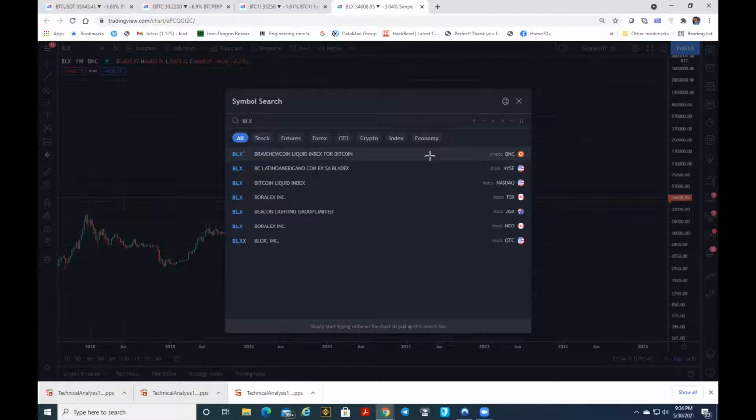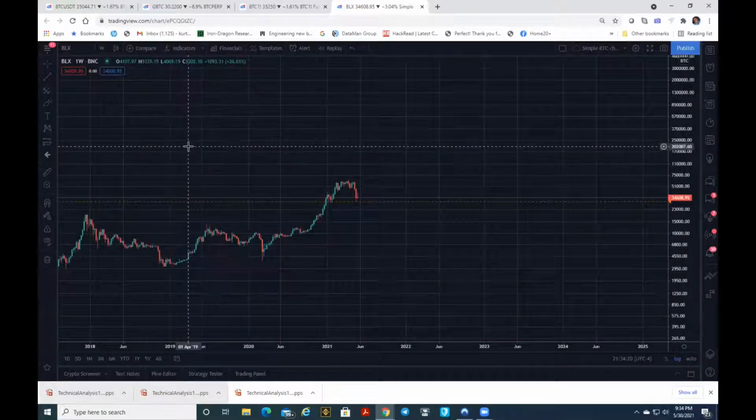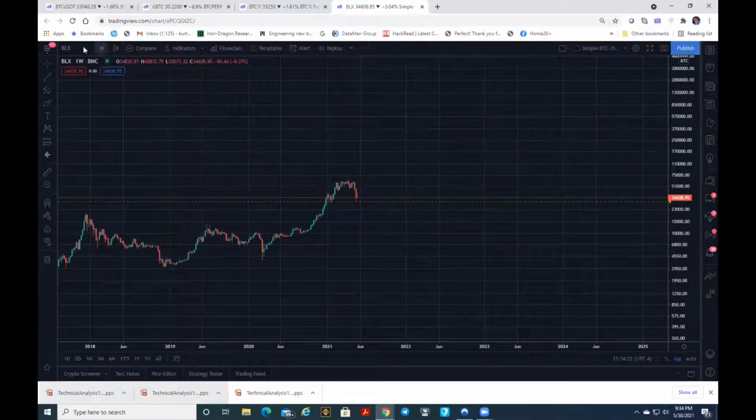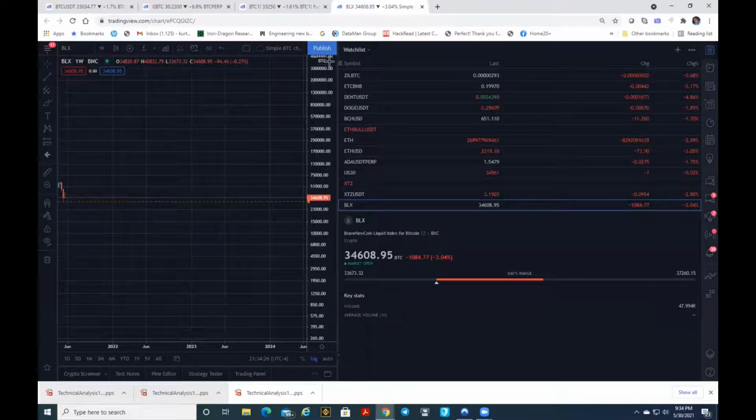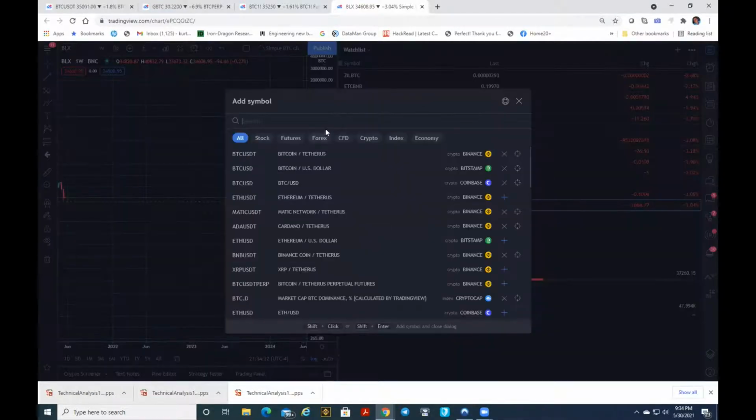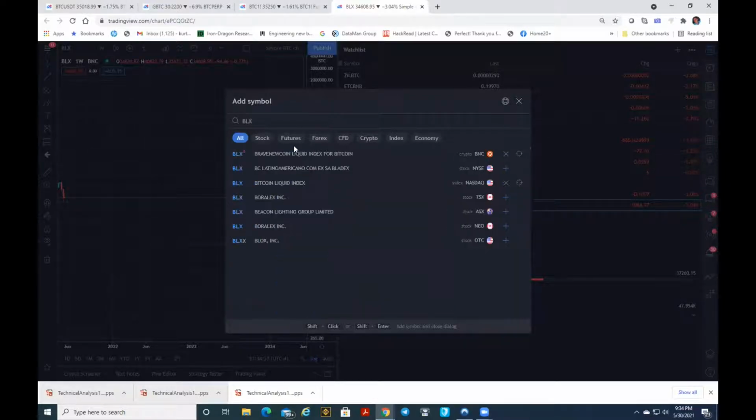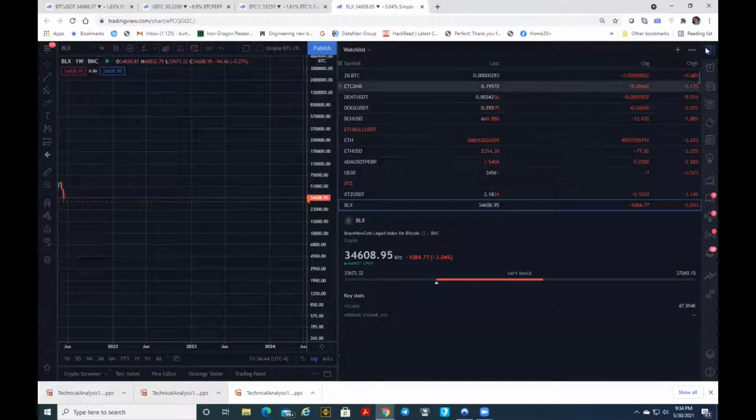So click on BLX. I highly suggest that you put this on your favorites. To do so, you come over here to the watch list, you click on add symbol, and then you do the exact same process that we just did by clicking on BLX, and you press the plus button right here. It's already added on mine, but there would be a plus button right here, and then you can click on go to symbol and it will bring up your chart.